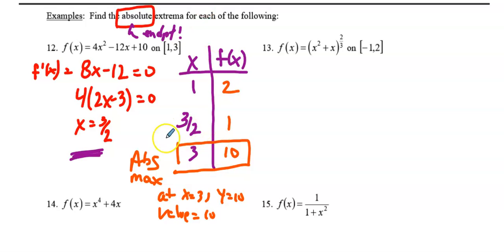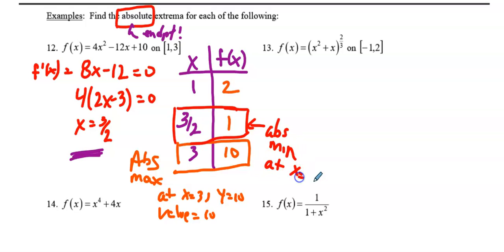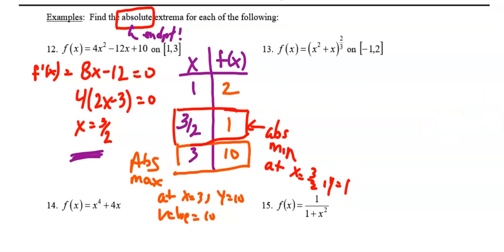And then our absolute minimum, and I like this example because it's not the smallest one, it's actually right here, right? This is going to be smaller. So this is where we're going to have an absolute minimum. And this is going to be at x equals 3 halves, and then y is equal to 1. Okay? So that's what you do for the particular point.